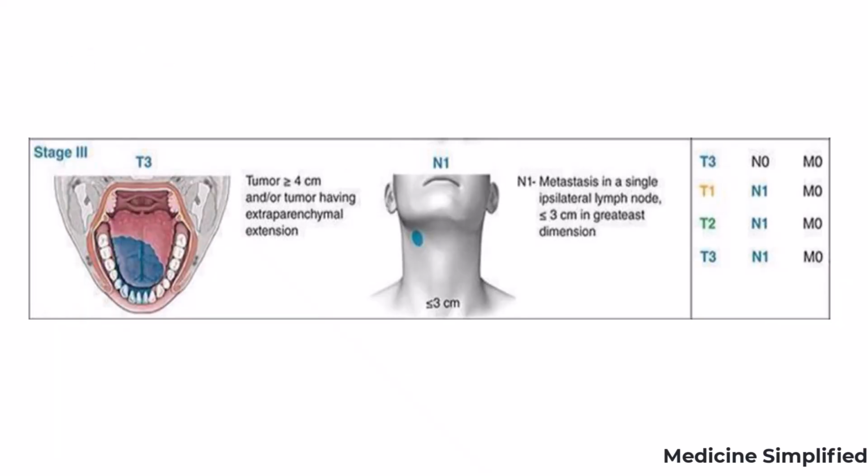Stage 3, which is T3, N0, M0, or T1, N1, M0, or T2, N1, M0, or T3, N1, M0. M0 is no metastasis. N1 is metastasis in a single ipsilateral lymph node, which is greater than 3 centimeters in dimension. Coming to the T3, we know that tumor is greater than 4 centimeters and tumor having extra parenchymal extension.